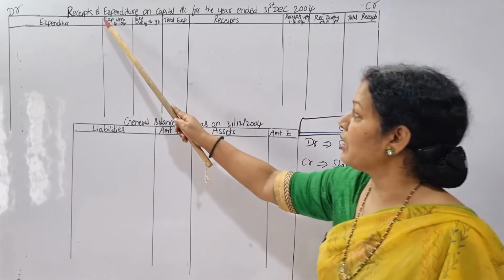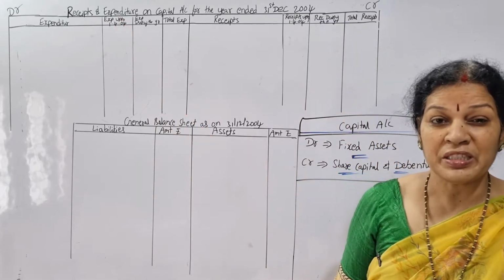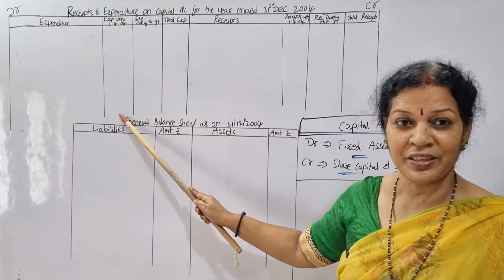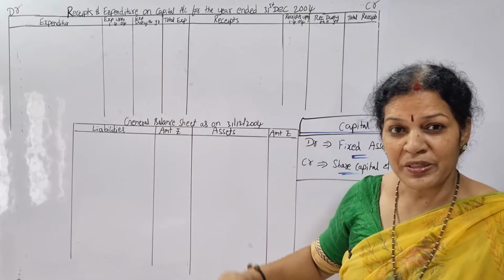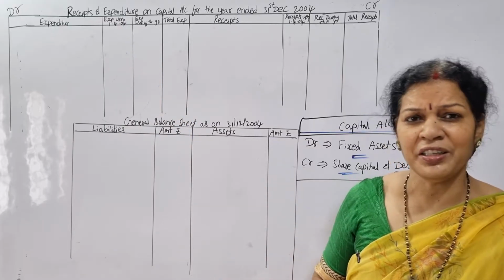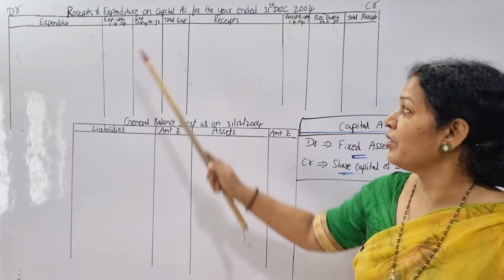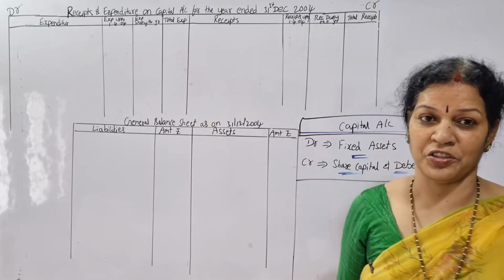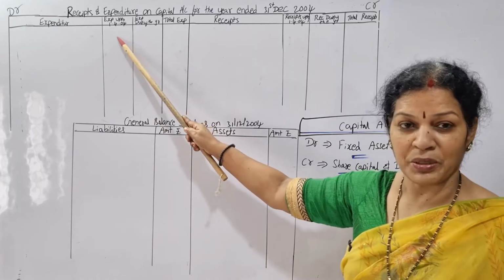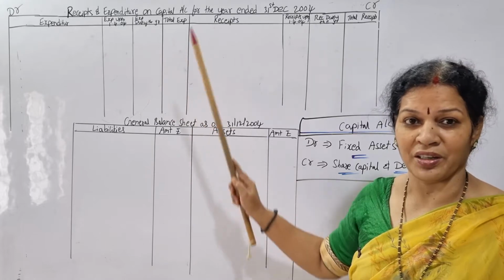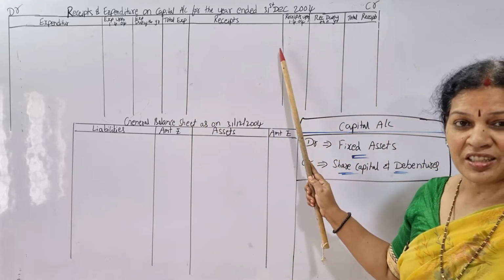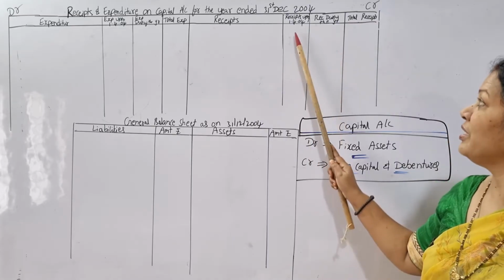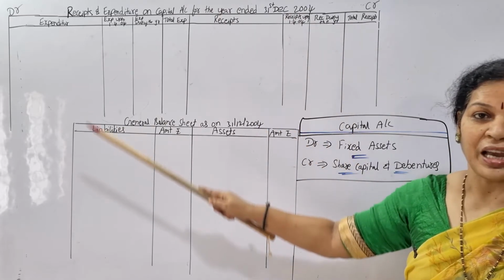First column is expenses up to the beginning of the year. Second column is expenses during the year, in between the year if you are purchasing anything. So that is expenses during the year. These two together are total expenditure. Expenditure: beginning of the year, during the year, total. In the same way here also, receipts at the beginning of the year, during the year and total. These two together, this is the capital account.